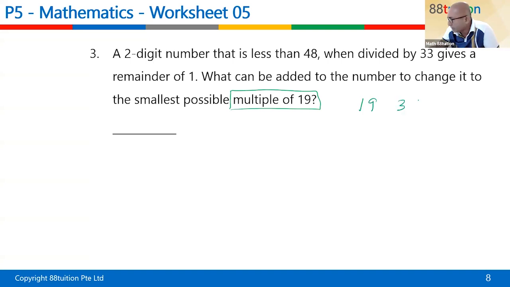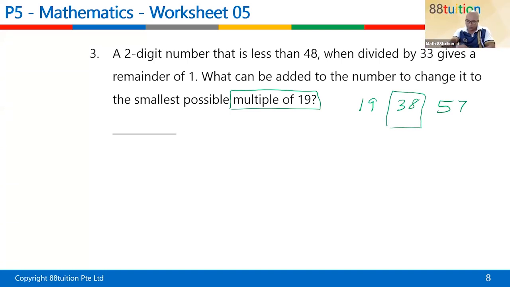19, 38. Those are the only ones under 48. Correct. The next one is 57, but 57 is greater than 48, right? Yeah. Okay. So 38 is very close to 48.